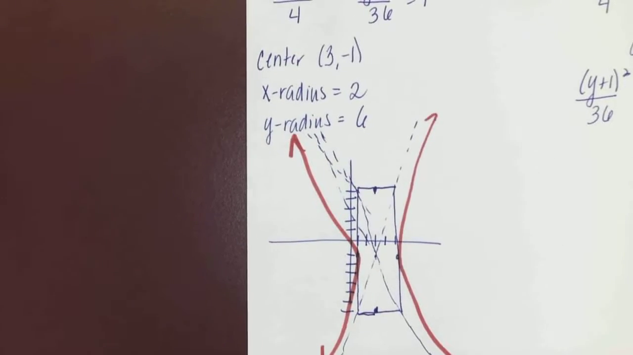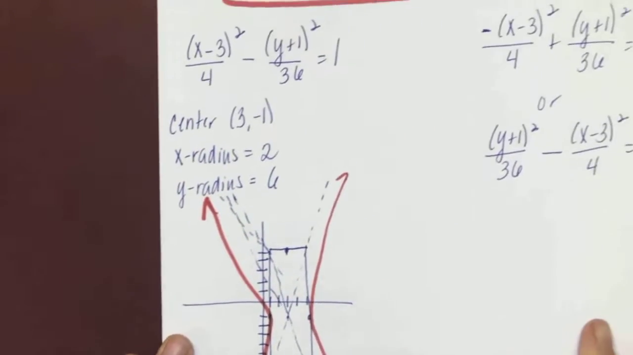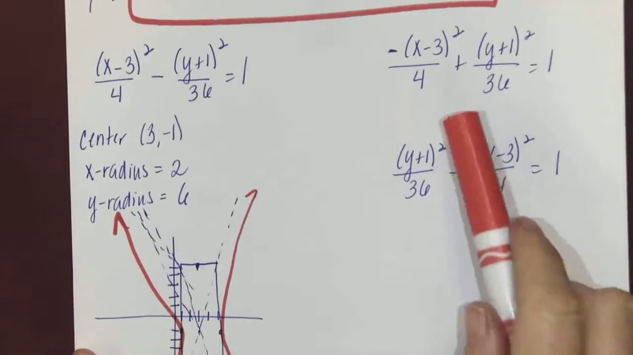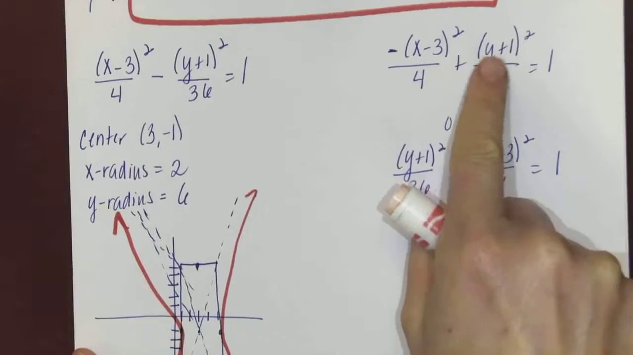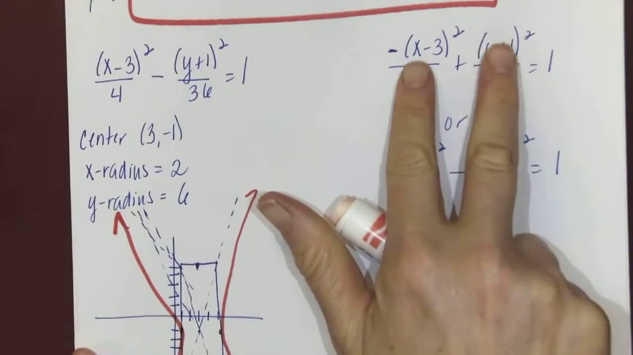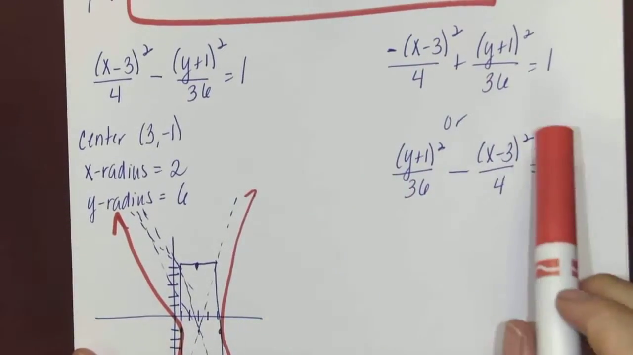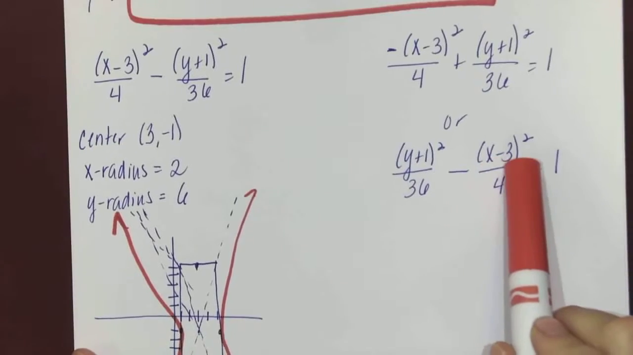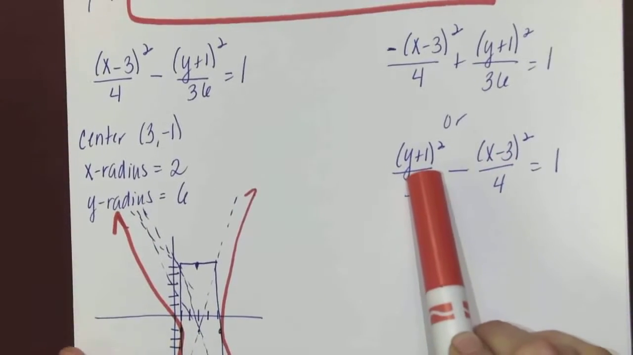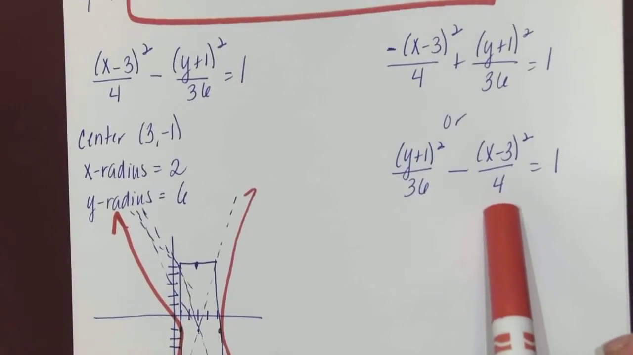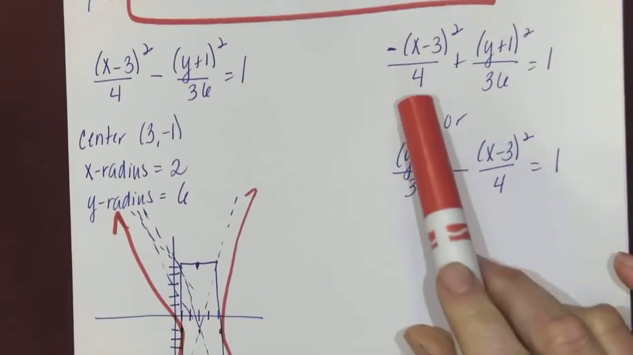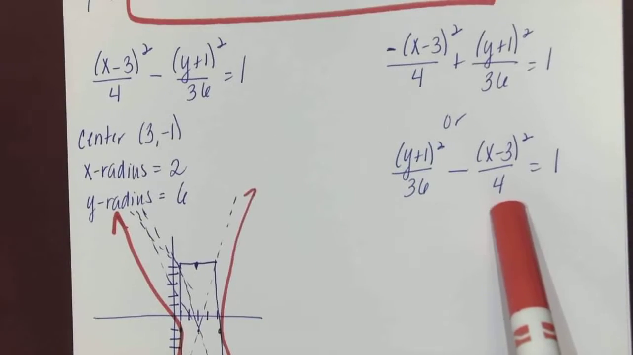Now we're going to look at the other one here on the other side. Please note, it looks very similar. My center is still (3, -1), whether it's written in this order or this order. 3 goes with the X here, so that's your X coordinate, and -1. So your center is (3, -1). Your X radius is still 2, because that's underneath your X term. Whether it's up here or up here, they're the same equation.